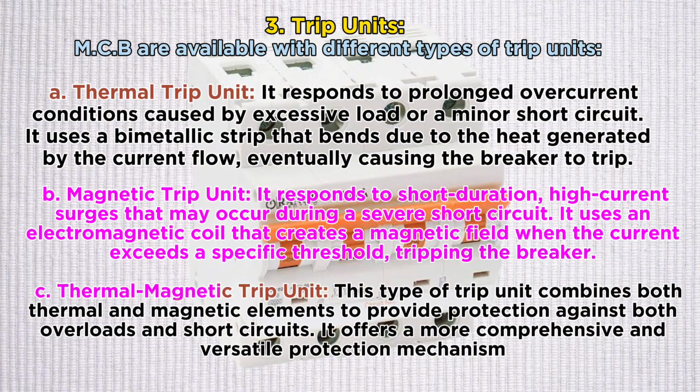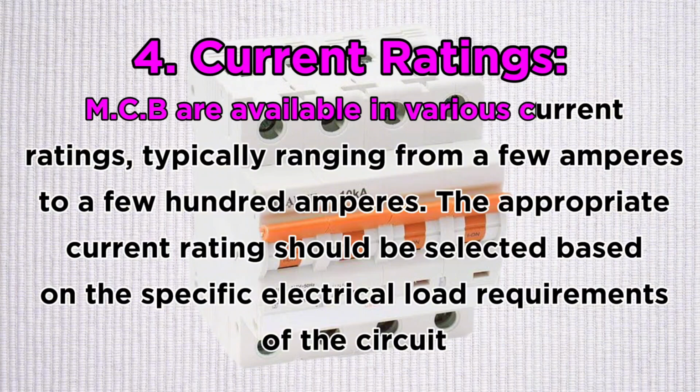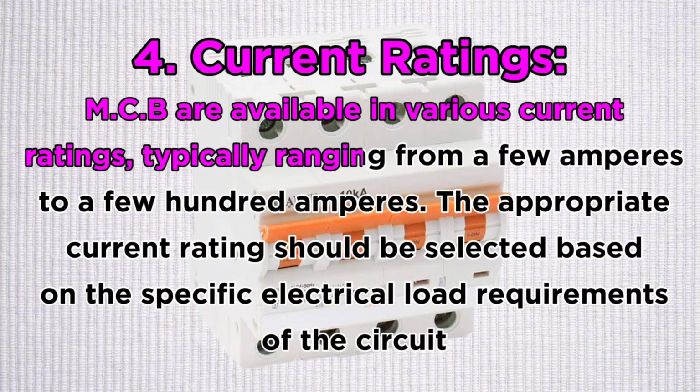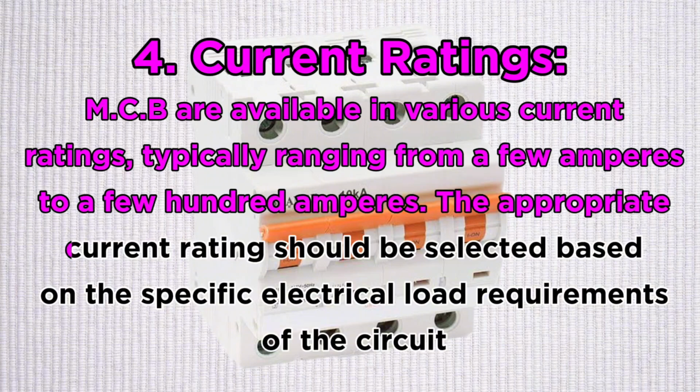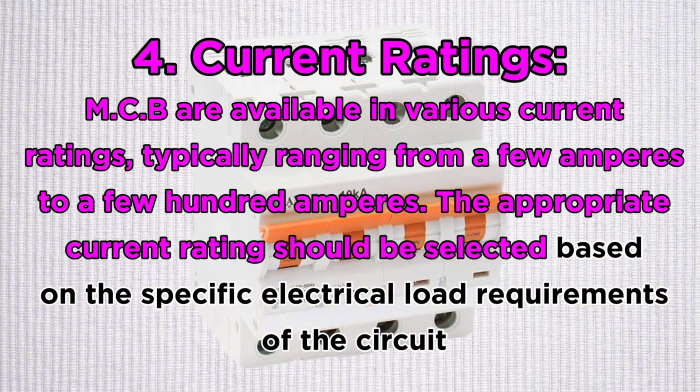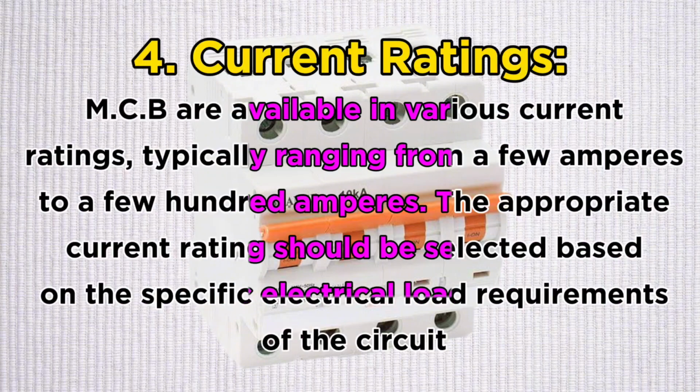C. Thermal magnetic trip unit. This type of trip unit combines both thermal and magnetic elements to provide protection against both overloads and short circuits. It offers a more comprehensive and versatile protection mechanism. 4. Current ratings. MCBs are available in various current ratings, typically ranging from a few amperes to a few hundred amperes. The appropriate current rating should be selected based on the specific electrical load requirements of the circuit.